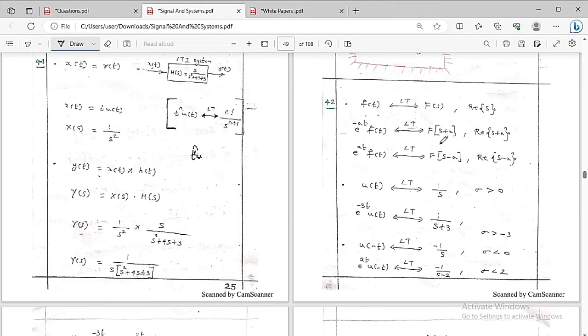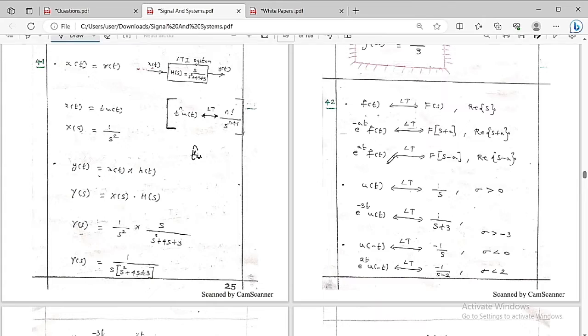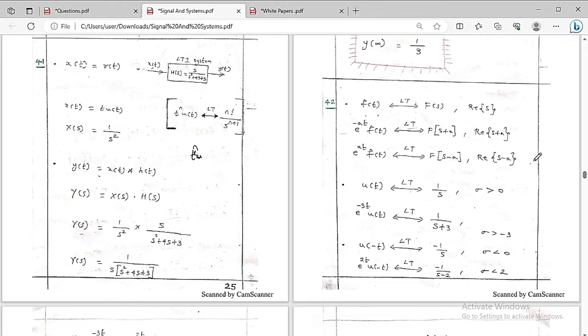Before we solve this question, let me tell you some important formulas. For f of t, if the Laplace transform is F of s with ROC the real part of s, then e to the power of minus a t times f of t has the Laplace transform F of s plus a. So the ROC will be the real part of s plus a. If e to the power of a t times f of t, the Laplace transform is F of s minus a, so wherever s is there, we replace it by s minus a. Therefore, the ROC will become the real part of s minus a. That's it. This is a very basic formula.